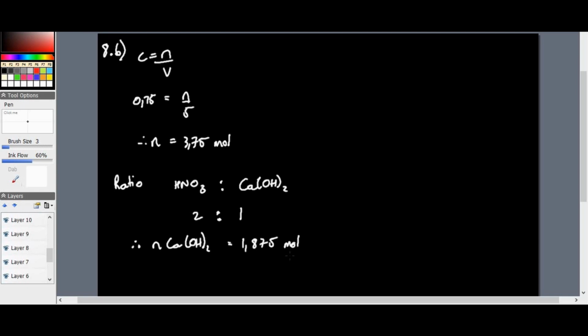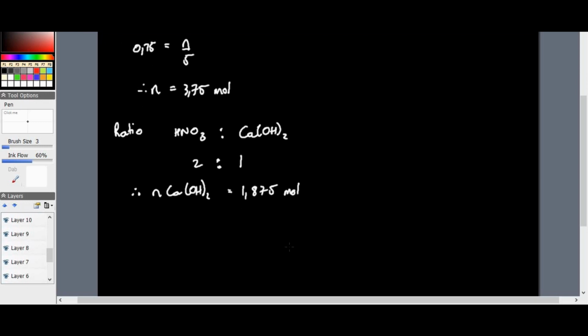Now we've got the number of moles of the calcium hydroxide, and that's pretty basic. So now we're going to take this and equate it into our mole formula, so let's use a different color. n is equal to m over big M. The number of moles is 1.875, and that's equal to the mass divided by the molar mass of calcium hydroxide.